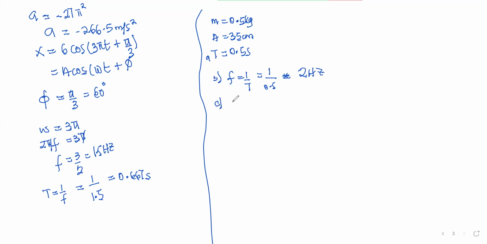C, the angular frequency. Angular frequency is the same as angular velocity. Omega is equal to 2 pi f. So 2 pi times 2, so we have 4 times 3.142, which is equal to 12.568 radian per second.